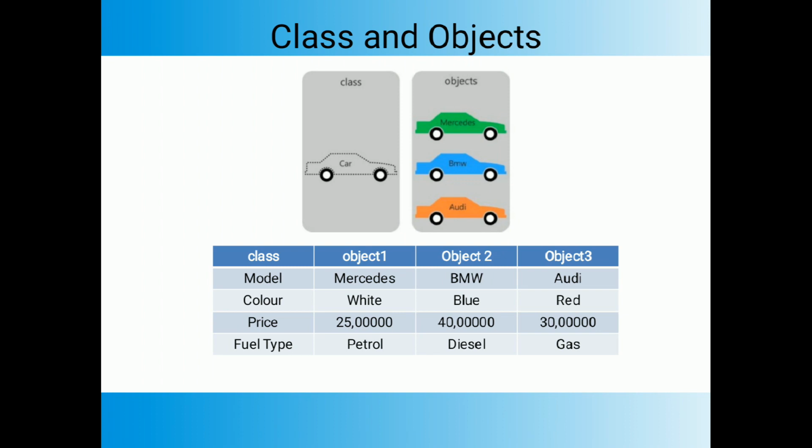Let's understand the concept of class and objects with an example. Let us consider a class car with states model, color, price and fuel type. Objects of the class car are Mercedes, BMW and Audi. All these three objects have their own value for their states. Object 1 has a value Mercedes for model, white for color, 25 lakhs for price and petrol for fuel type. All these three objects have their behavior defined in the class as start, reverse, accelerate, gear change and stop.